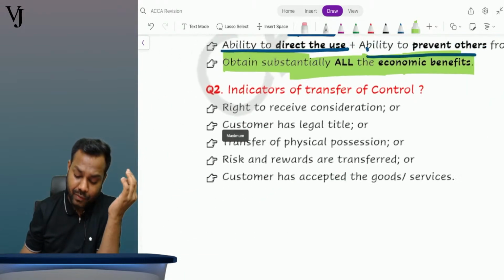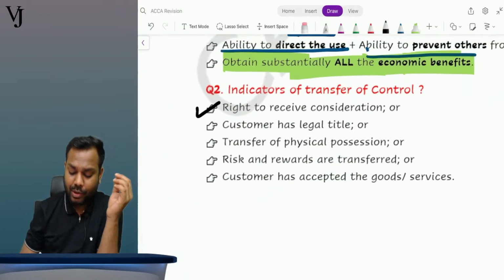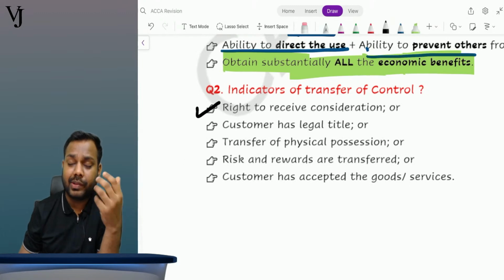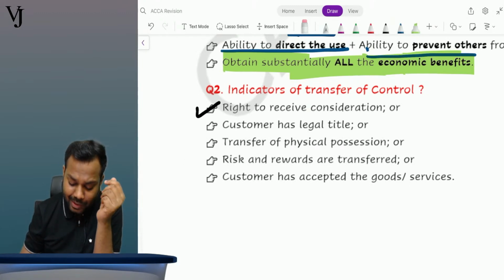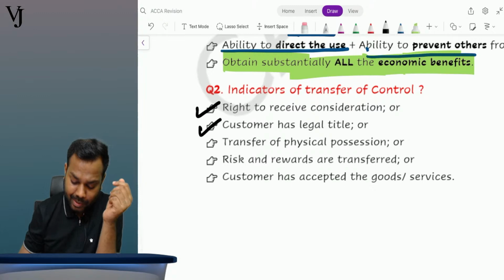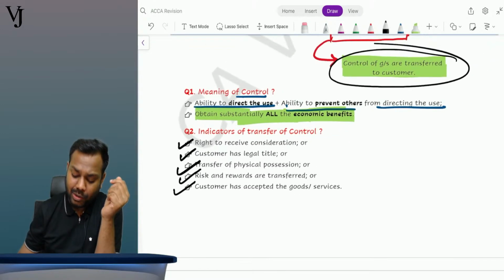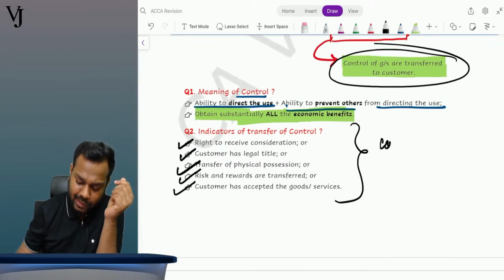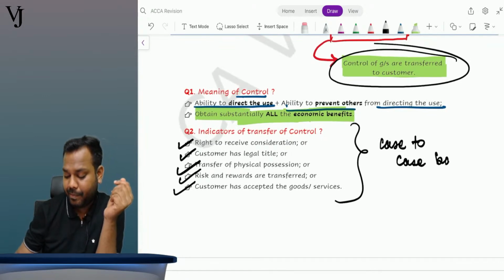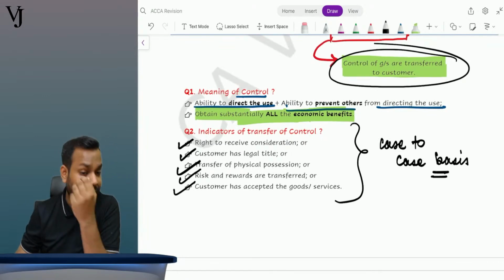What are the indicators of transfer of control? The right to receive consideration gets established. The customer has the legal title of the asset. Transfer of physical possession. Risks and rewards get transferred. The customer has accepted the goods or services. This has to be applied on a case to case basis.